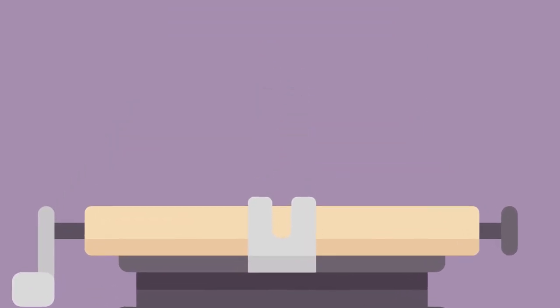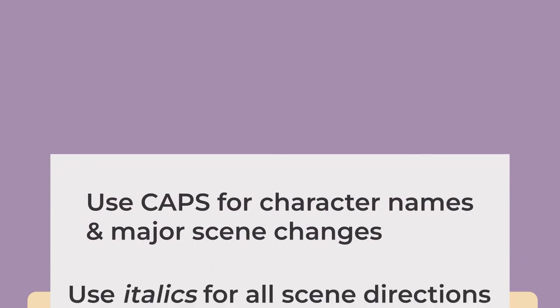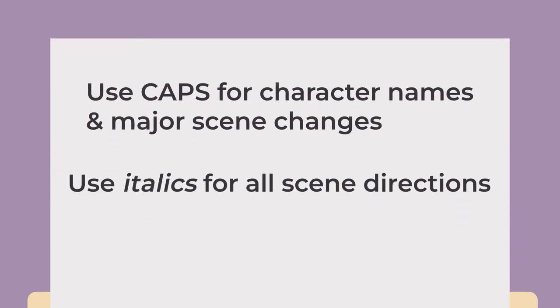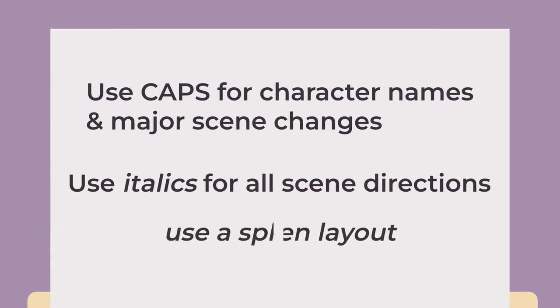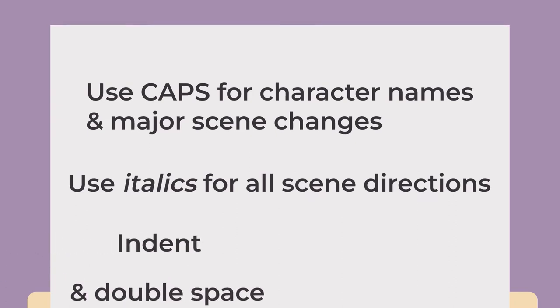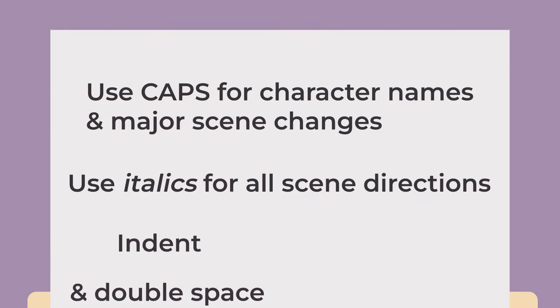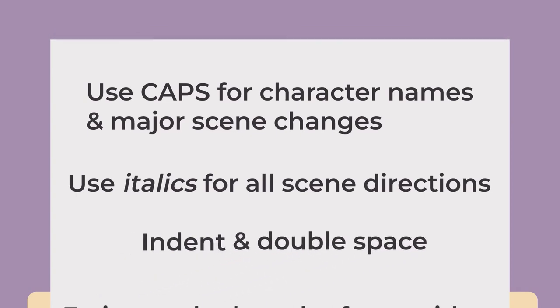In general, it's recommended to use caps for character names and for major scene changes, use italics for all scene directions, like fade from black, words move in from left side, or use a split screen layout. Indent and double space to add as much white space as possible. This makes it easier to read during filming and gives you space to write notations and changes.